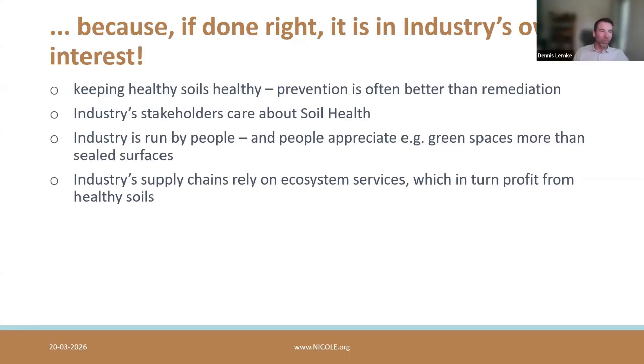Then there's one thing you're all aware of: the supply chains. Something that's really important for us to operate also relies on ecosystem services. That's why industry really needs healthy soils. There are numbers for that. It's well proven and also well understood by industry. Next slide, please.